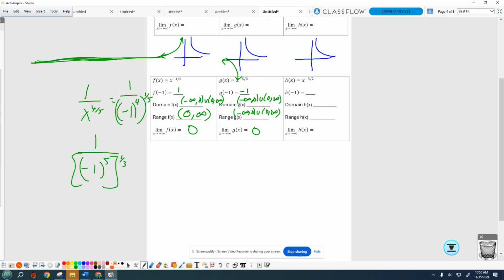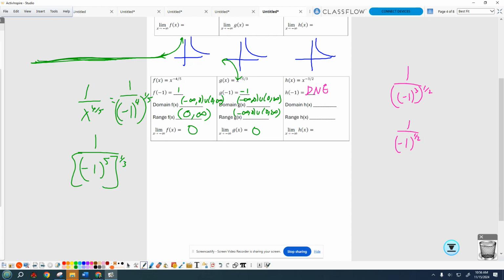Okay, the next one. Alex, what do you think? Putting in -1 to the 3rd. What's -1 to the 3rd? -1. And what is the square root of -1? Does not exist. We pulled that earlier. So, what's the other side of my graph? Don't have one. Okay, so then, Clara, what's the domain of this one?